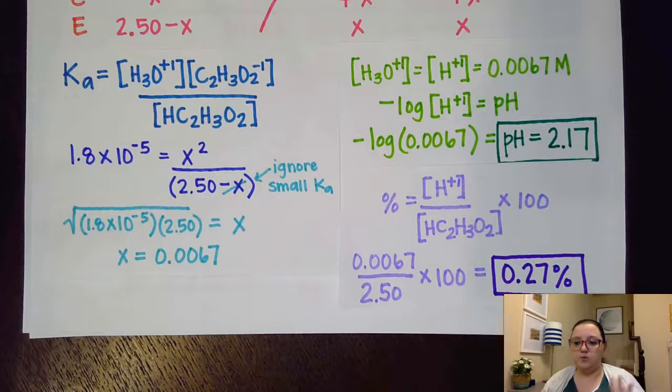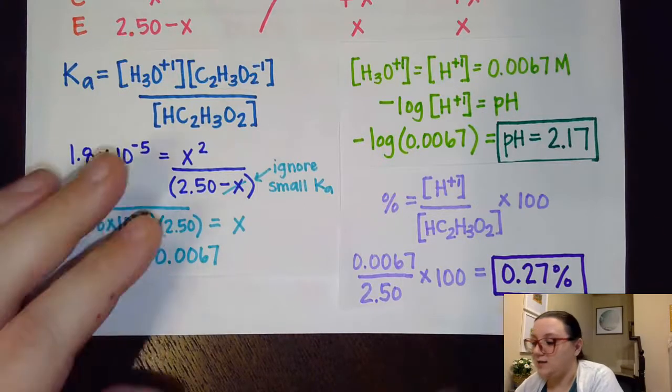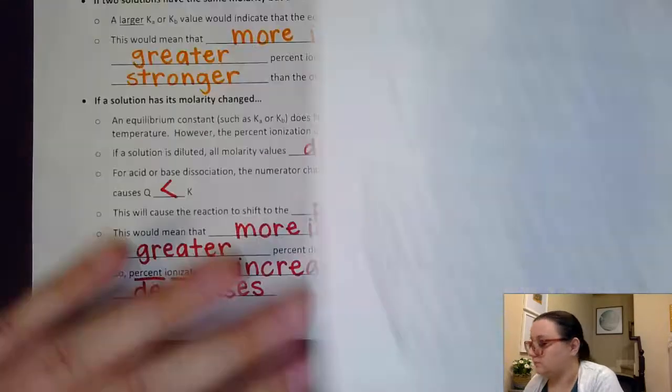So again, you can see it was super small, very little of that original acid actually changed over into ions. Most of it, 99.7% of it, stayed as the original substance. All right, let's go ahead and flip the page and see one that is a base.